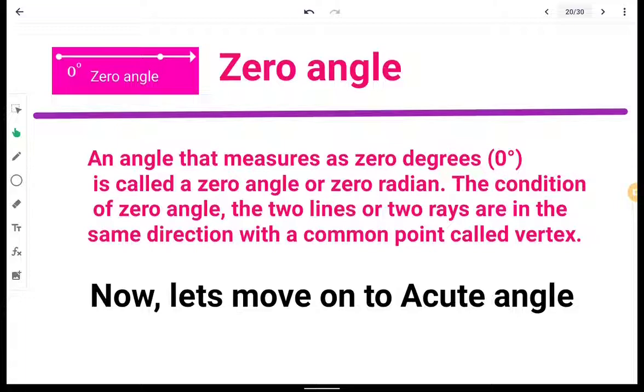Now it's time to move on to the acute angle. As I have already told you, 0 angle, acute angle, then right angle, and so on.